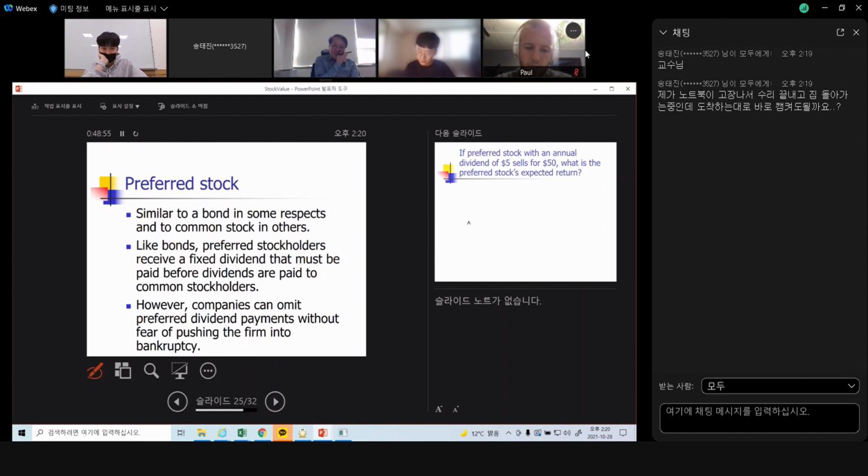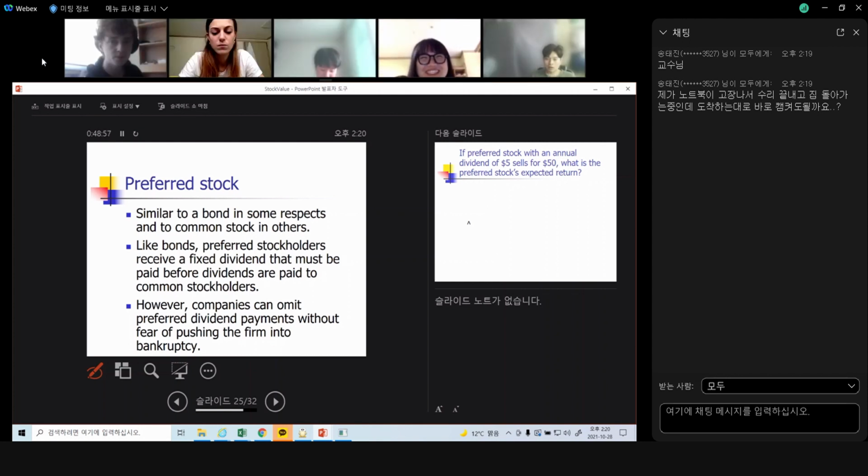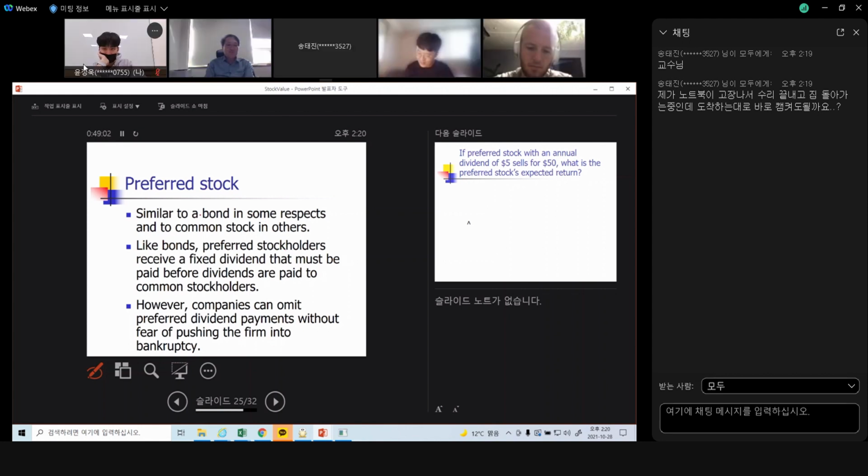All right, so similar to bond in some respect and to common stock in others, right? So preferred stock has two kinds of characteristics. One of them is the bond, the other one is the common stock. So like bond, preferred stockholders receive the fixed dividend that must be paid before dividends are paid to common stockholders. So preferred stockholders receive the fixed dividend, not variable dividend.